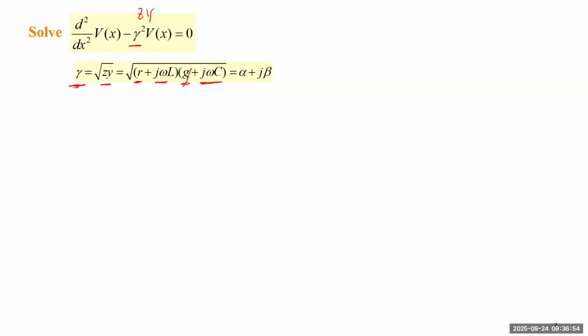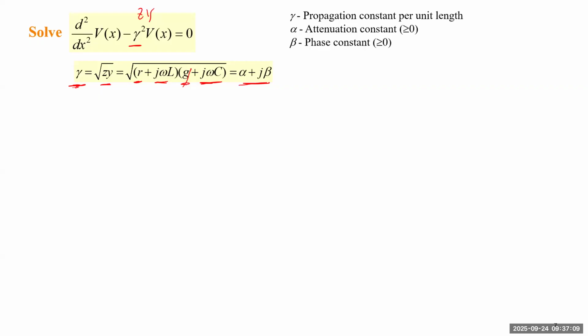Because both Z and Y are complex numbers, gamma might also be a complex number. It will have a real part and an imaginary part. We call the real part alpha, the imaginary part beta. They both have physical meaning. Gamma means the propagation constant per unit length. Alpha means the attenuation constant. Beta means the phase constant. We'll explain those constants later, but they all have physical meanings. Usually both alpha and beta are positive.